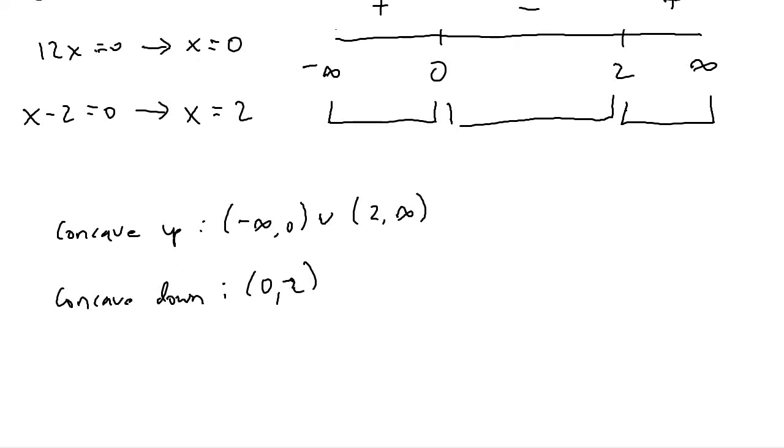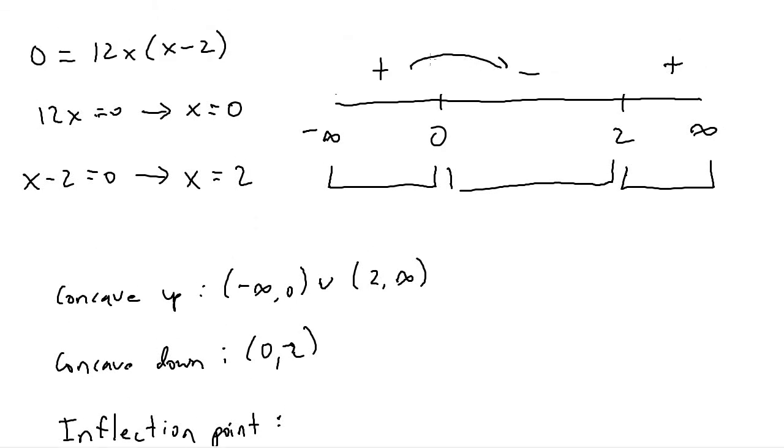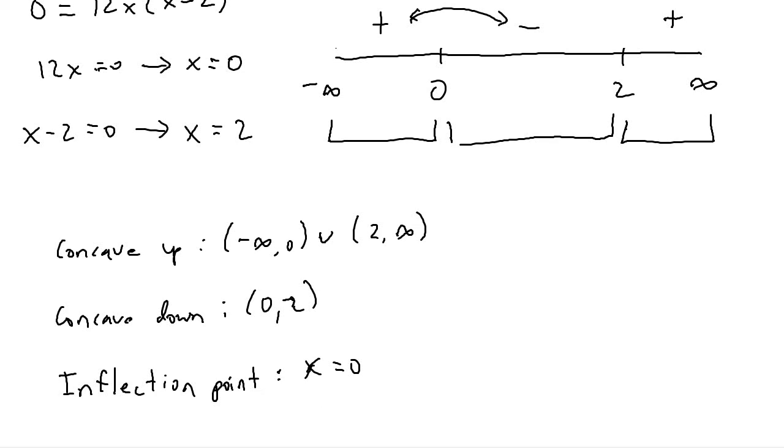And the inflection point is not where the second derivative equals 0, it's where the second derivative changes signs. So the second derivative changes from a positive to a negative sign here at x equals 0. So I can say at x equals 0 and at x equals 2, because it changes from negative to positive.